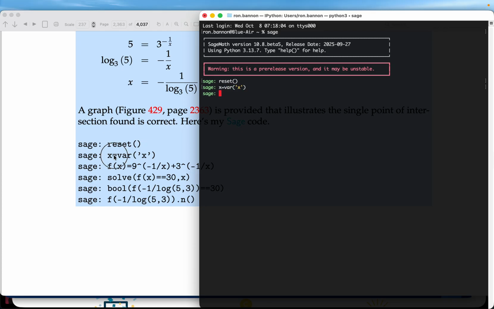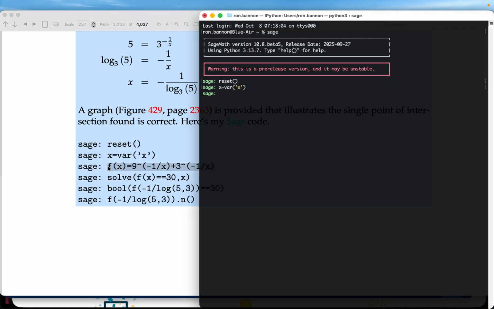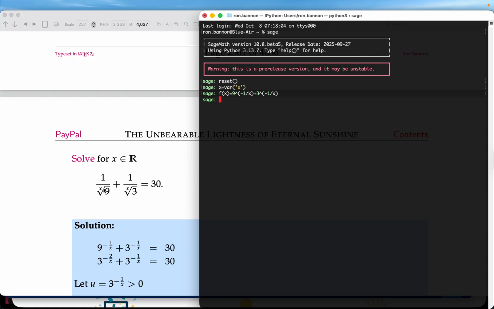And let's go through this. I'm going to do copy paste over here though, but I'll talk about what I'm doing. So I'm going to copy that. I'm going to paste it in. All right. So what I'm doing over here is I'm actually just typing in the left-hand side of the equation, which is 9 to the minus 1 over x plus 3 to the minus 1 over x.